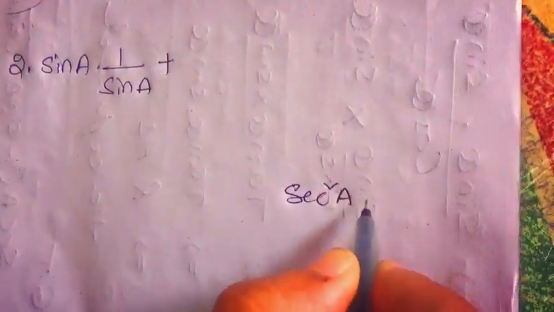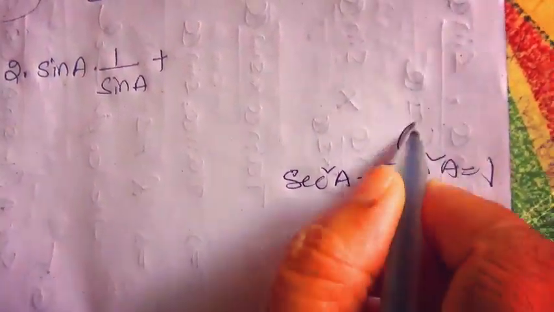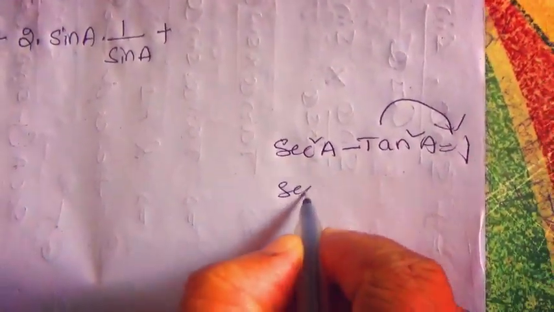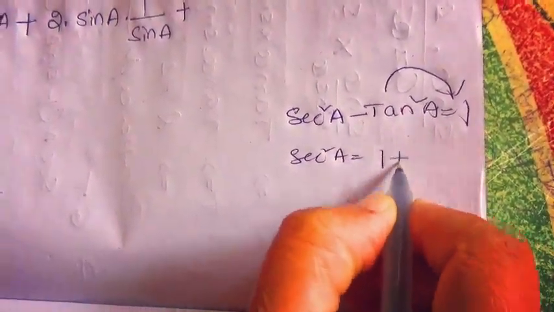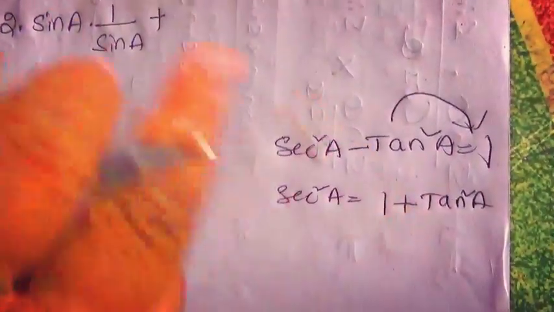Secant square a minus tan square a is equal to 1. You just take this tan to the other side. Secant square a is equal to 1 plus tan square a. So in the place of this secant square a, I am writing 1 plus tan square a.